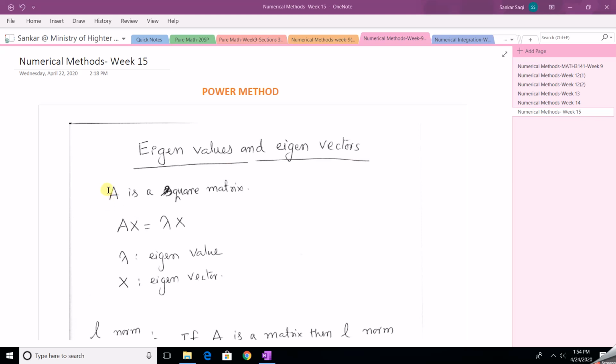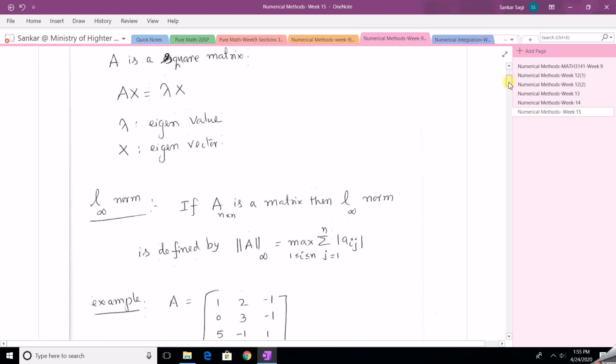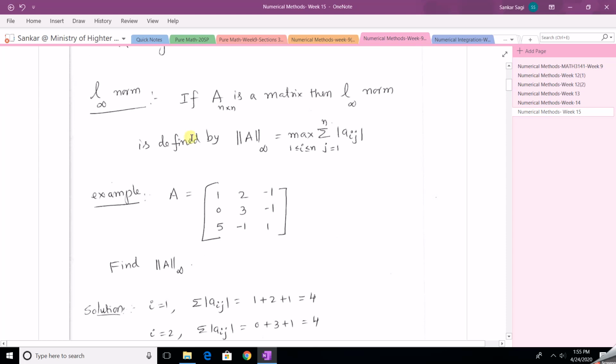Now we know that if A is a 3 by 3 matrix, there will be 3 eigenvalues, and corresponding to the 3 eigenvalues, we will have 3 eigenvectors. But in this power method, we try to find only one eigenvalue. That eigenvalue is of highest magnitude, and we try to find the corresponding eigenvector. Now before going to the actual method, this power method, we are going to look at some definitions.